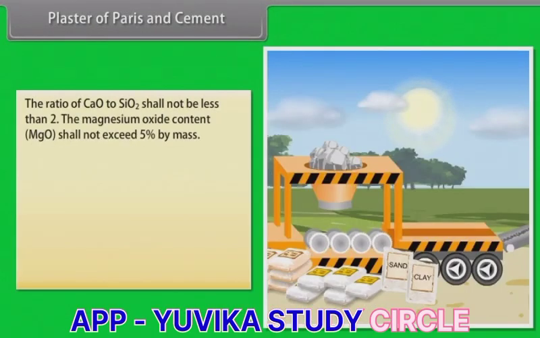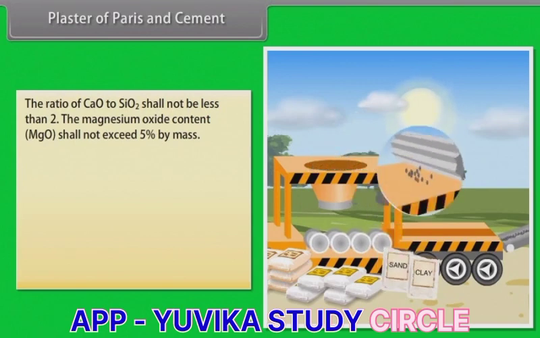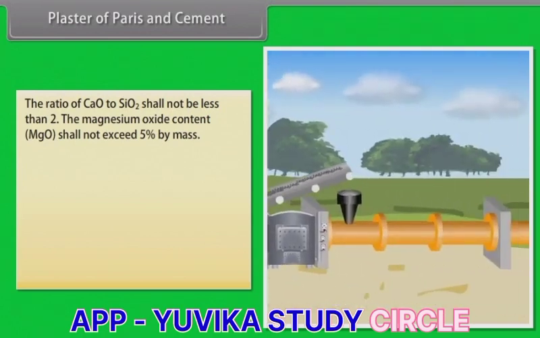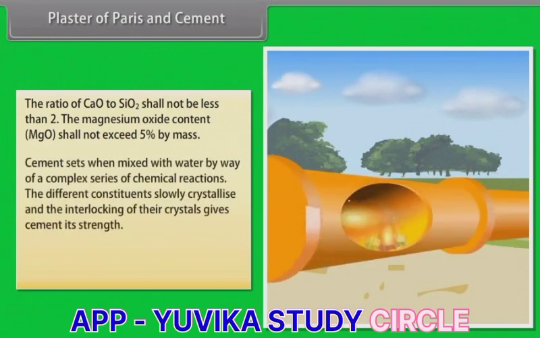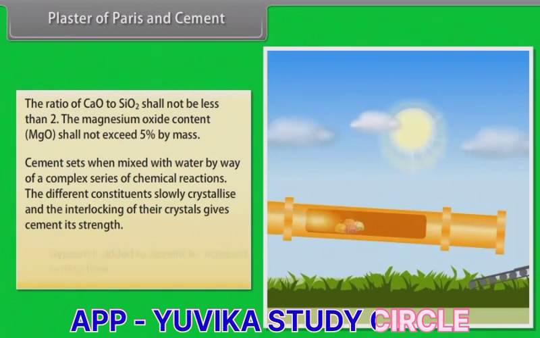The ratio of CaO to SiO2 shall not be less than 2. The magnesium oxide content shall not exceed 5% by mass. Cement sets when mixed with water by way of a complex series of chemical reactions. The different constituents slowly crystallize, and the interlocking of their crystals gives cement its strength. Gypsum is added to cement to increase the setting time.